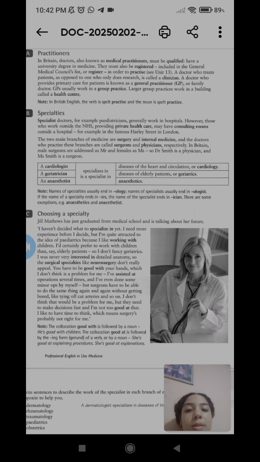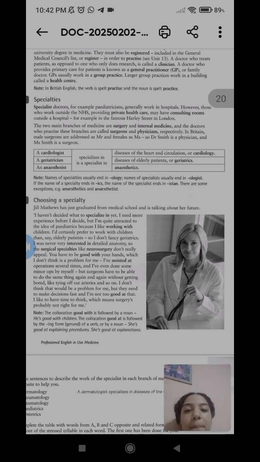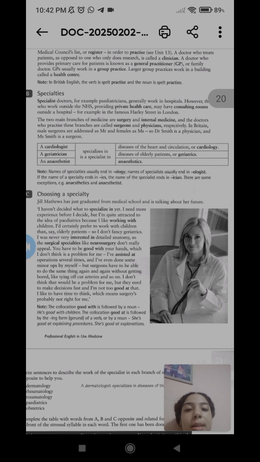Note: in British English, the verb and the noun are spelled differently. The verb is spelled practise with an S, and the noun is spelled practice with a C.